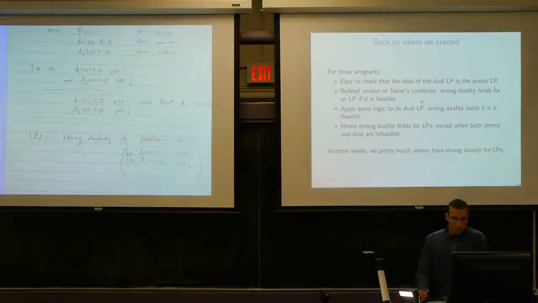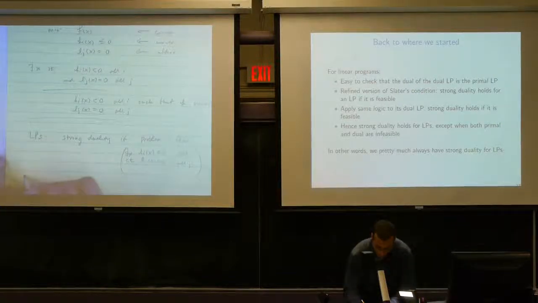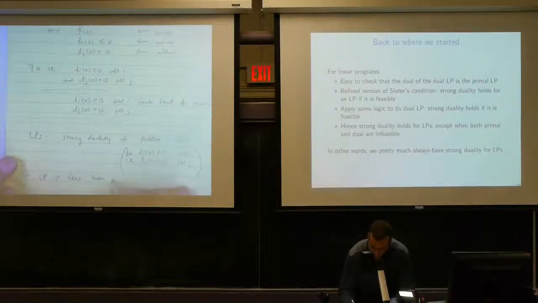So when I apply Slater's condition, I know that strong duality holds for this original LP if it's feasible. So if my LP is feasible, then I get strong duality, which means that F star equals G star.